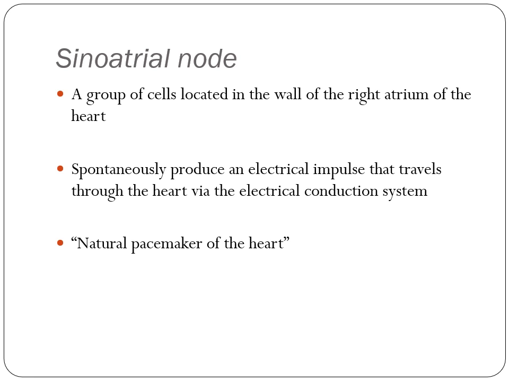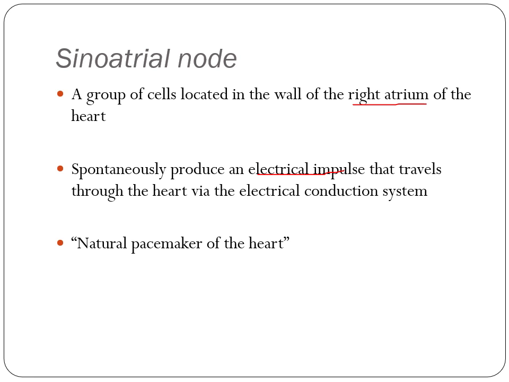Now let's go to the different major parts of the conduction system one by one. First, we have our sinoatrial node. It is a group of cells located at the wall of the right atrium of the heart. It is made up of two words, sino plus atrial. Atrial meaning atrium and sino is right. Therefore, they are located in the right atrium of the heart. They can spontaneously produce an electrical impulse that travels through the heart via the electrical conduction system.